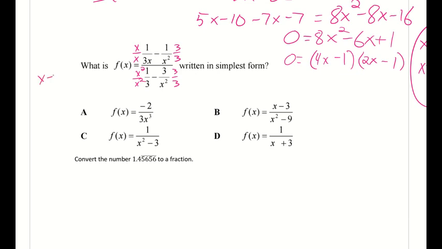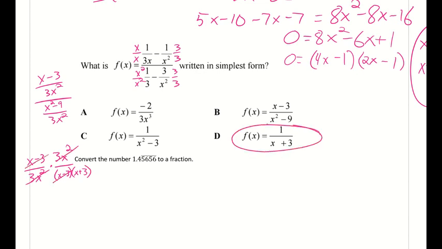So our numerator, we end up with x minus 3 divided by 3x squared. Our denominator, we have x squared minus 9 divided by 3x squared. Now we can multiply the numerator by the reciprocal of the denominator. And I'm just going to factor this, this difference of perfect squares. So our 3x squareds factor out, so do our x minus 3, so we are left with 1 divided by x plus 3.